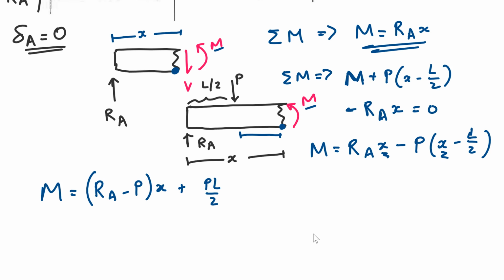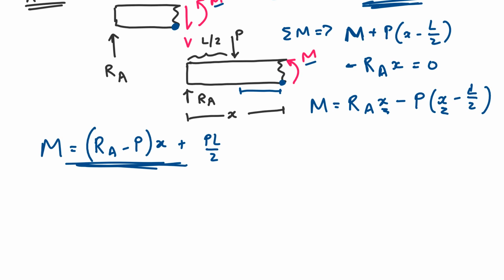Okay, so we have M in the first section is this guy. We have M in the second section is this guy. How do we put this together? Well, this all goes back to what I said in the beginning, and that is that the deflection at A is equal to 0.